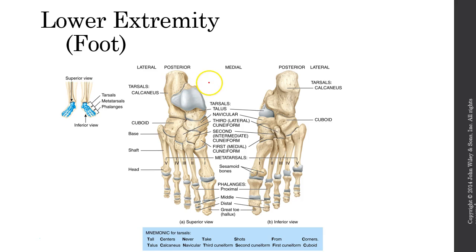So the talus, again, articulating with the tibia. The calcaneus, forming the heel. Navicular, cuboid, and the 3 cuneiforms. From there, we have 1 through 5 of the metatarsals, and then the rest will be the phalanges.